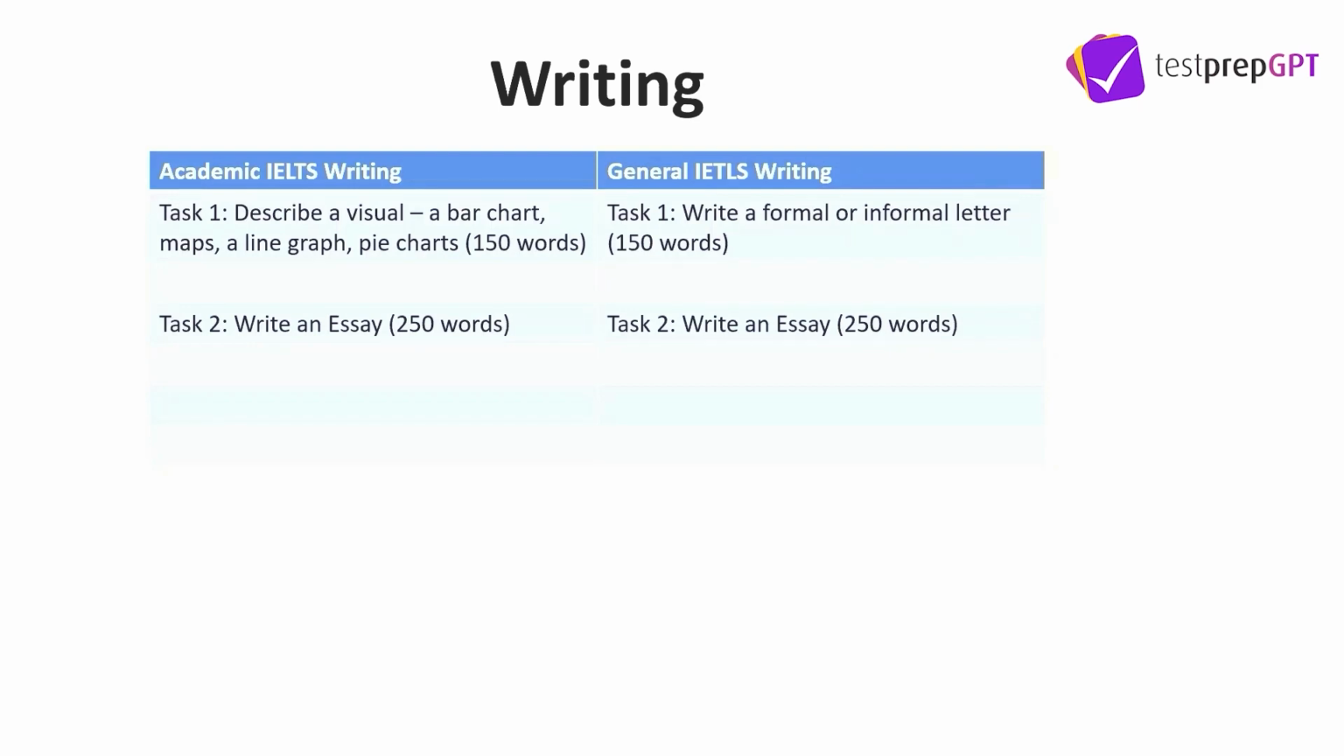In academic IELTS writing, you have to describe a visual in task 1, describe a bar chart, a map, a line graph, or pie chart, 150 words. And in general IELTS, you need to write a formal or informal letter. Again, 150 words minimum. And in both writing task 2, for general and academic IELTS, you need to write an essay. So a minimum of 250 words. The essay title might be a little bit more complex than the one in general.